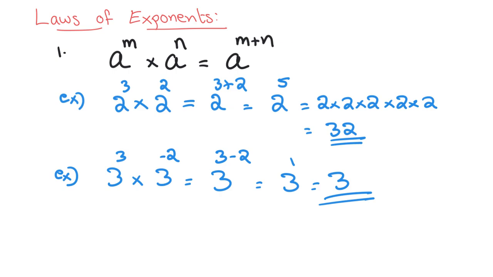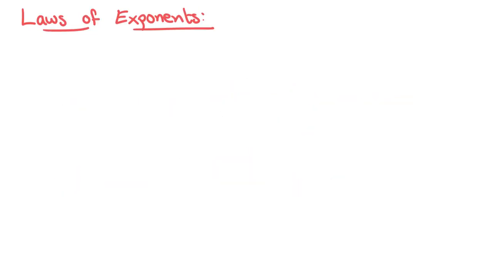Let's move on to the second law of exponents. What is the second law of exponents? Let's understand that. A to the power m divided by a to the power n is a to the power m minus n. When the bases are same and when they are divided, you subtract the exponents. Okay? Let's take an example.